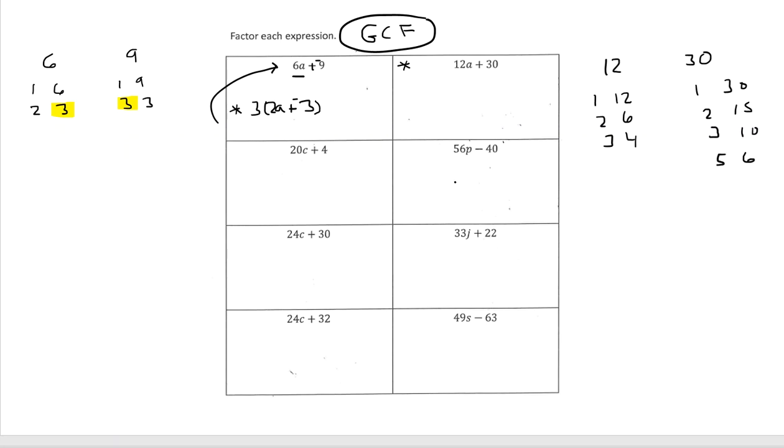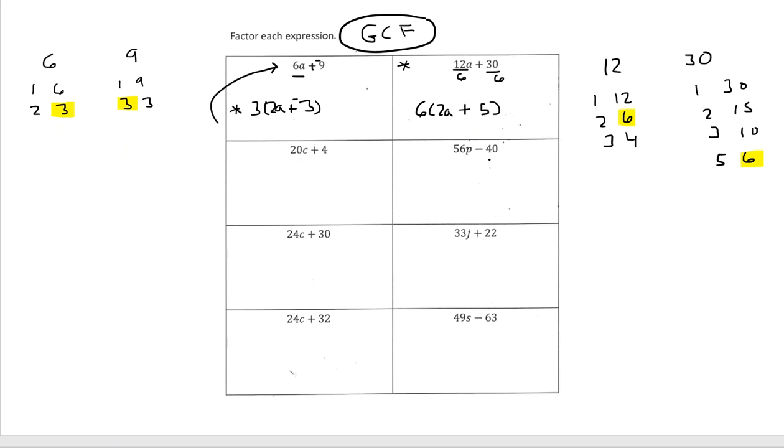Okay, so now we want to look for the greatest common factor, the biggest number that they have in common, which would be a 6. 6 is our greatest common factor. So now we take the 6, we write it in front of our parentheses, okay, because remember we're doing the opposite of distributing. We're going to divide out a 6 from both of these terms. So 12a divided by 6 is a 2a. And a 30 divided by 6 is a 5.